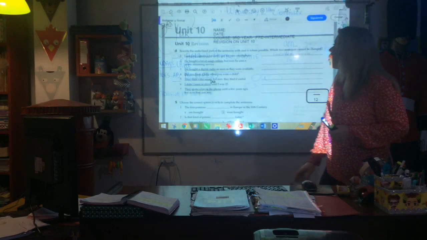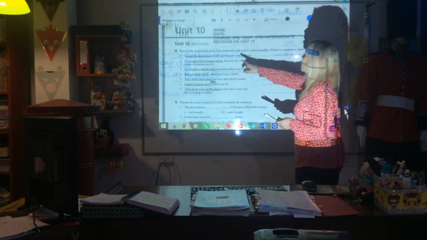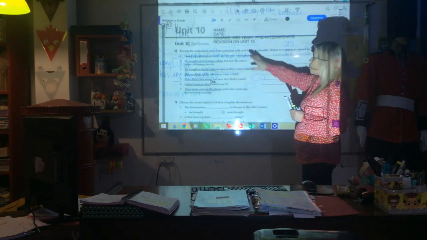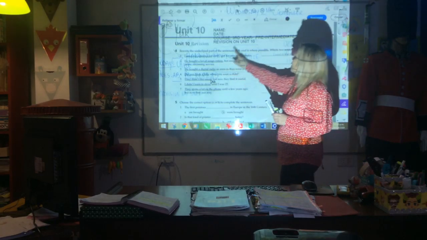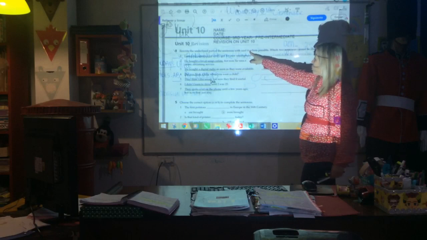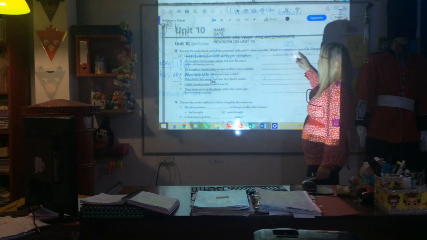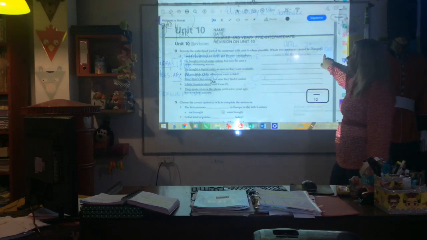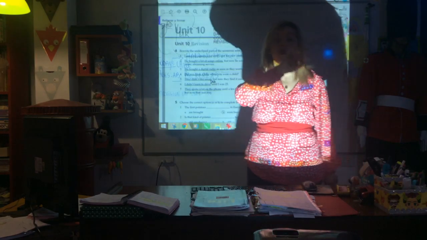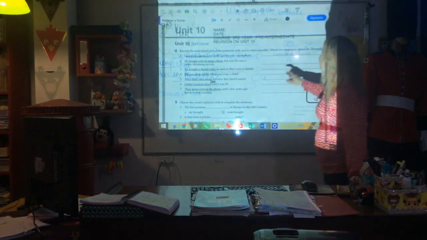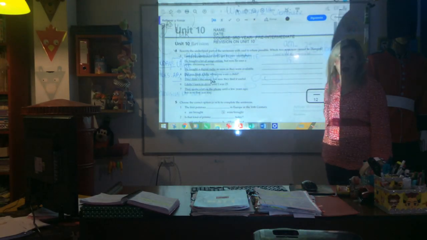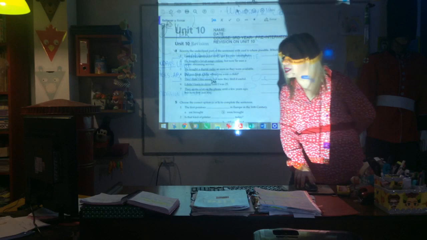Exercise 4, rewrite the underlined part of the sentence with used to. The one that is underlined we have to rewrite with used to, where possible. Which two sentences cannot be changed? There are two sentences that cannot be changed. So, which of those cannot be changed? Let's think about which ones.